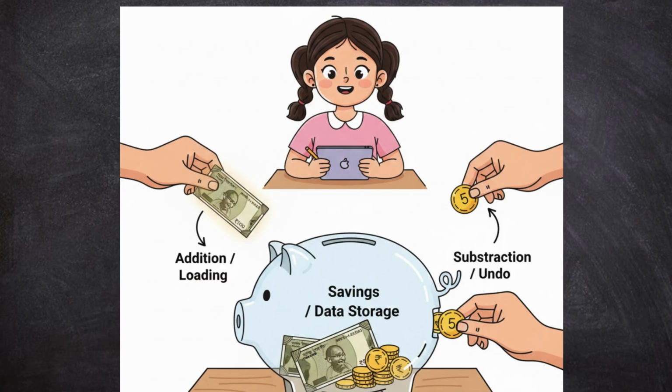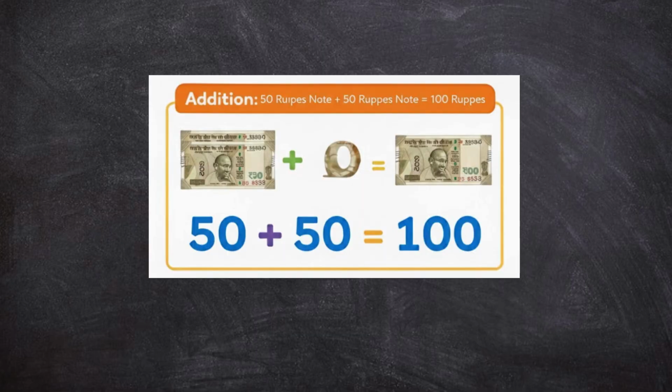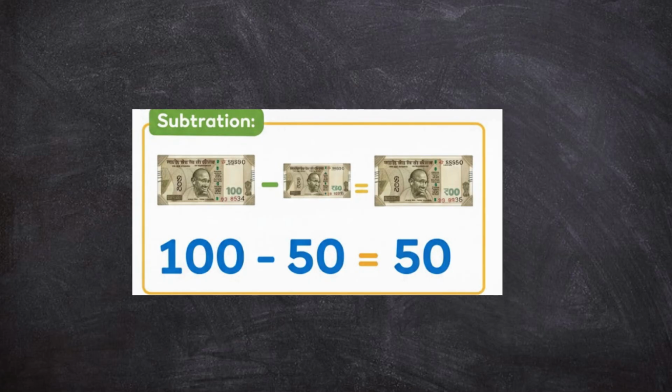Now we enter the world of addition and subtraction. You see two 50 rupees notes. Your brain does not struggle. 50 plus 50, 100. That's addition. Now you remove 150 rupees. That's subtraction. Addition builds, subtraction adjusts.